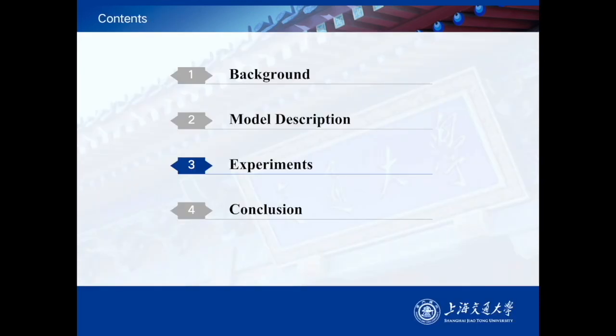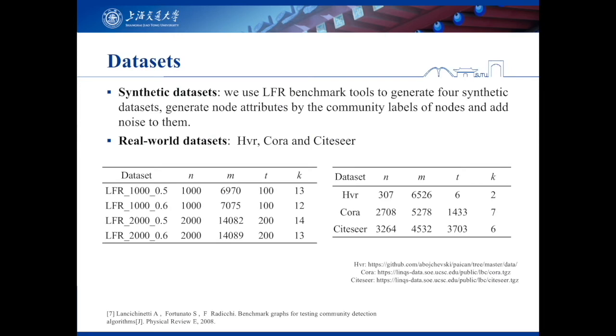Next part, in order to evaluate the clustering performance of ANEJC, we did extensive experiments on both synthetic datasets and real-world datasets. First, we use the LFR benchmark tools to generate 4 synthetic datasets. We generate node attributes by the community labels of nodes and add noise to them. Also, in order to ensure the usability and practicability of ANEJC in the real world, we also adopt 3 commonly used real network datasets, HVR, Cora, and Citeseer. The network parameters are shown in the table.